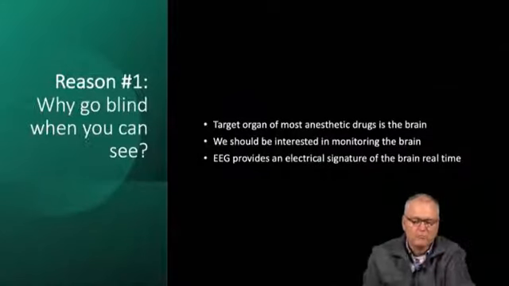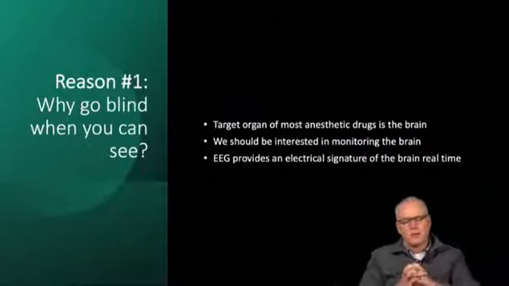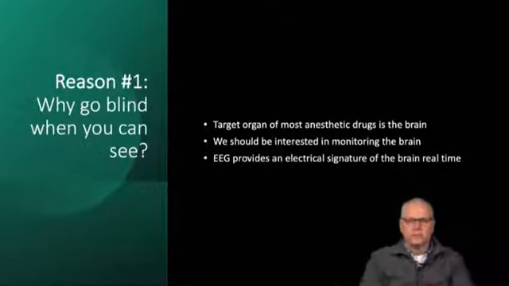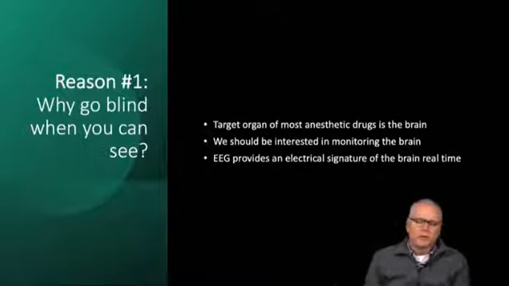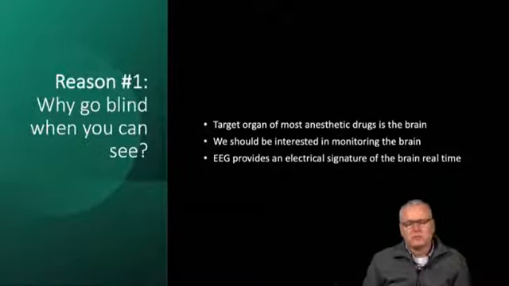Reason number 1. I like to say this a lot. Why go blind when you can see? If the target organ of anesthetic drugs is the brain, we should be interested in monitoring the brain. What the EEG does is it provides us an electrical signature of the brain in real time.